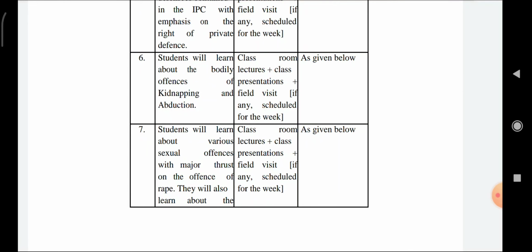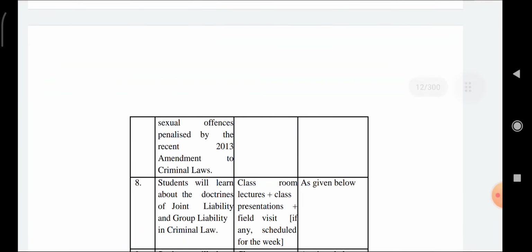From unit 7, students will learn about the various sexual offenses with major thrust on the offense of rape. They will also learn about the sexual offenses penalized by the recent 2013 amendment to the criminal law, that is the Nirbhaya case. The Verma committee suggested an aid under section 100, that is related to acid attack.